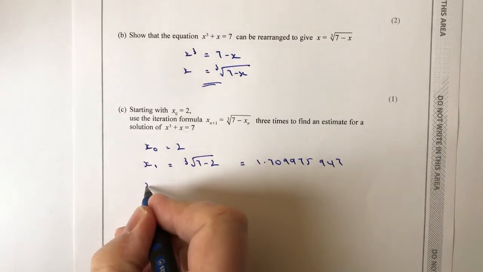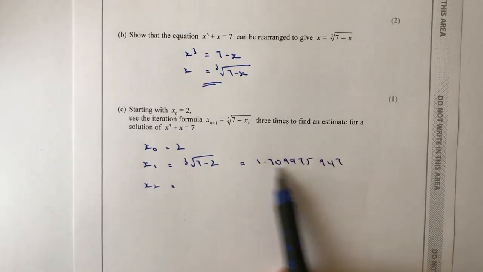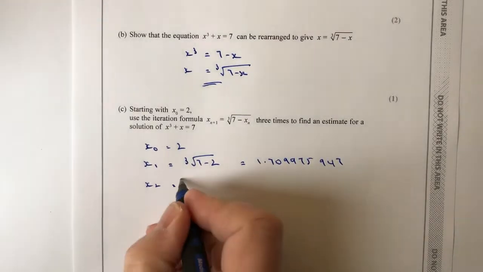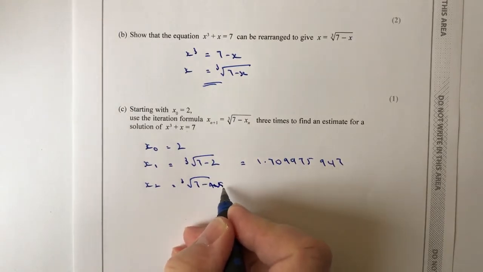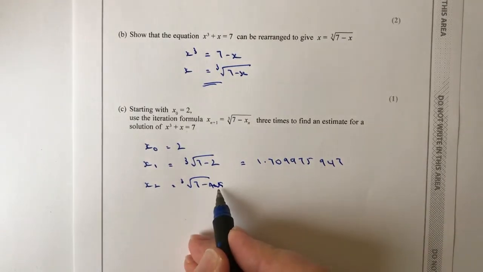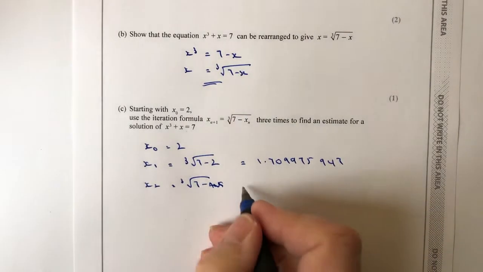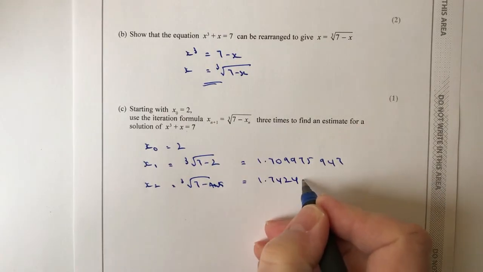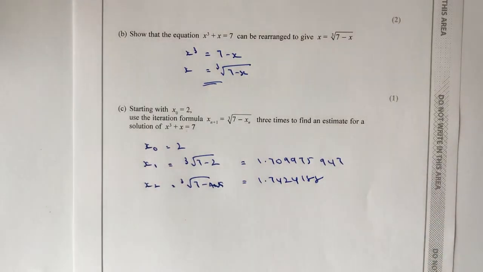So x2 is going to be taking this answer and plugging it in. Okay, so I'm going to write the cube root of 7 minus the answer. Okay, so it's this answer that's gone into there, and you can just use the answer key in your calculator, and when you press the equal sign you'll get 1.7424188. Okay, you might get slightly different to me, but it'll be there or thereabouts.